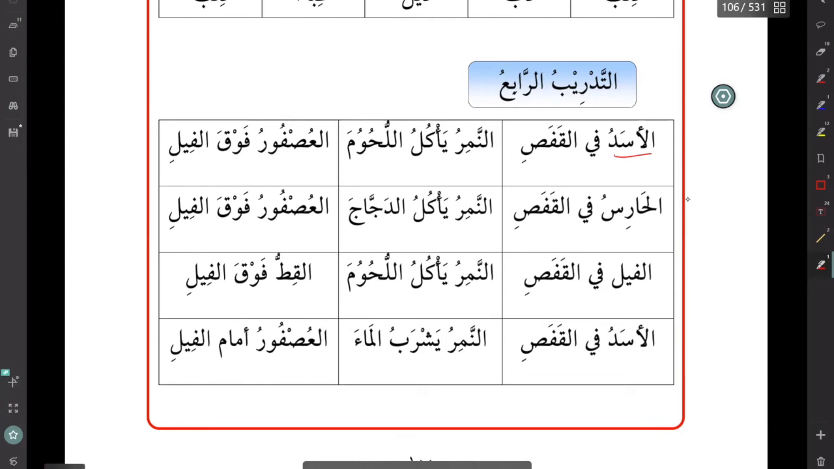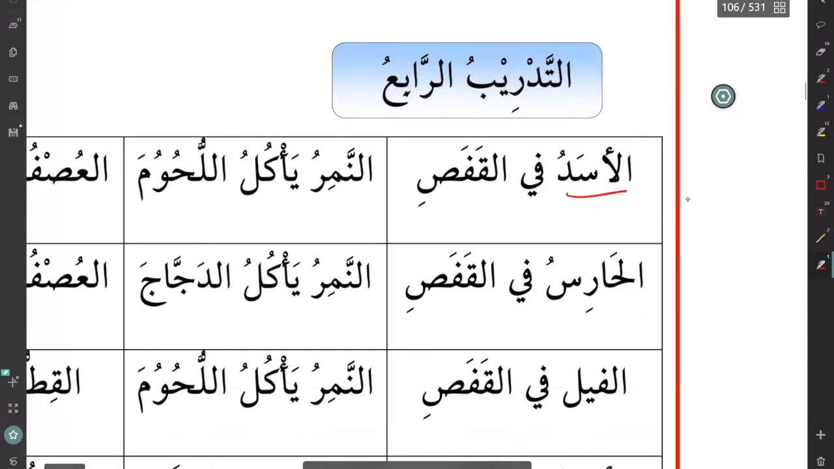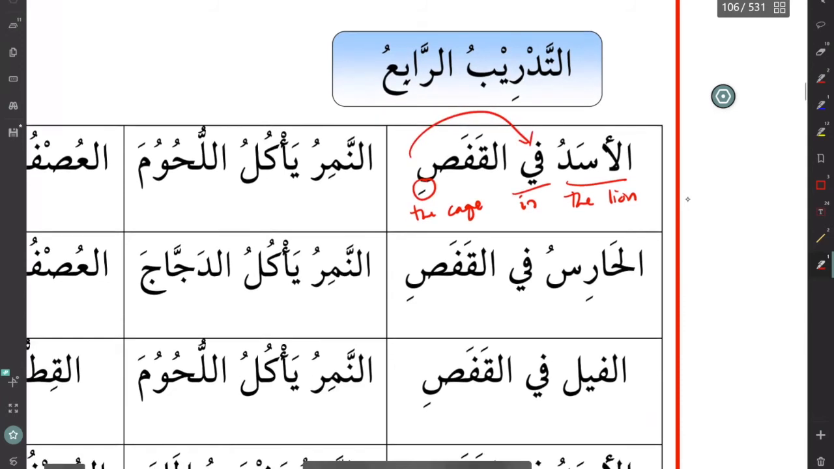الأسد, what is الأسد? Asad means lion. Okay? Asad is lion. So al-Asad is the lion. Fi, what is fi? We had this word before. Fi is in. Al-Qafas. Al-Qafas is the cage. Okay, and we have a kasra because of fi. So we can translate this one as the lion is in the cage.